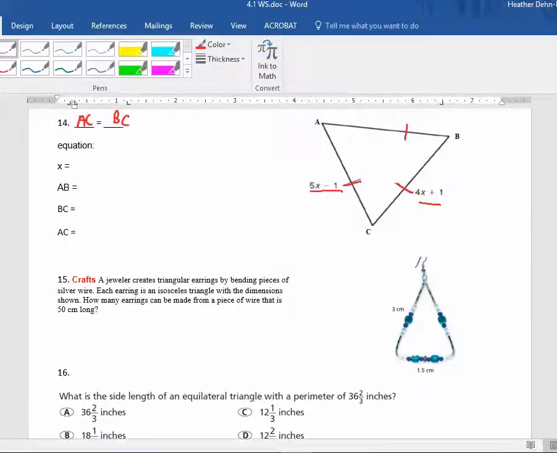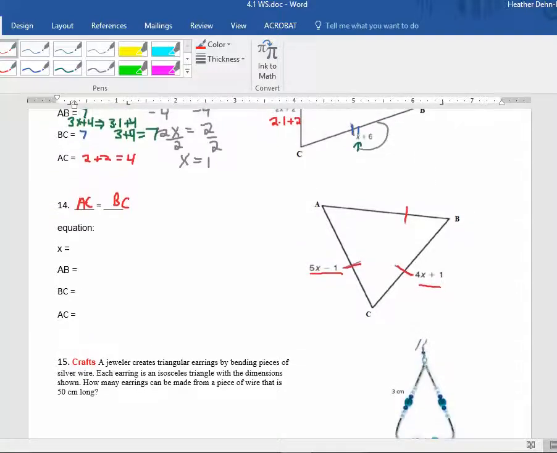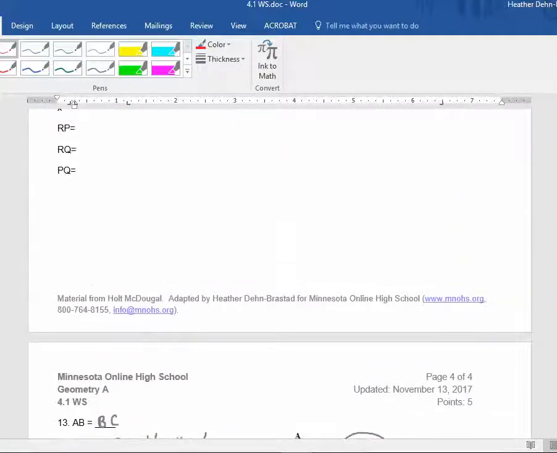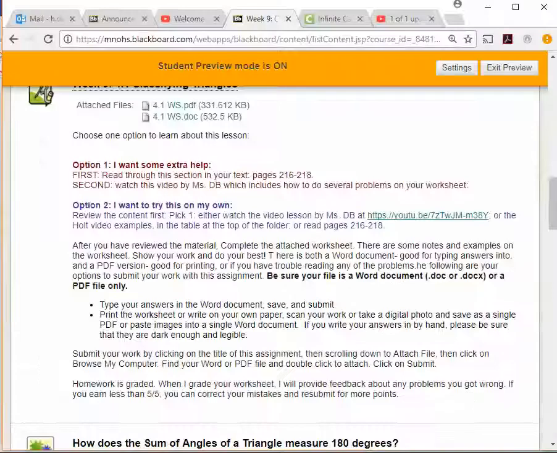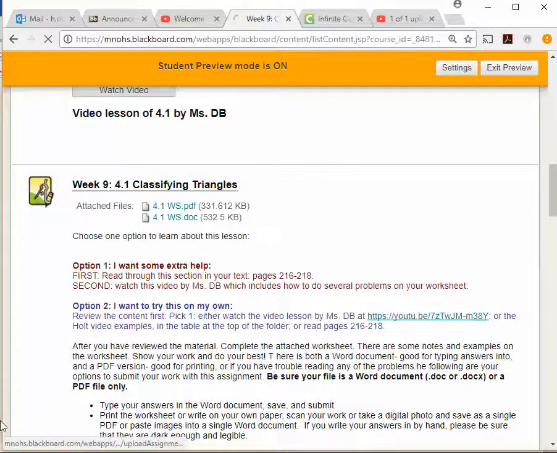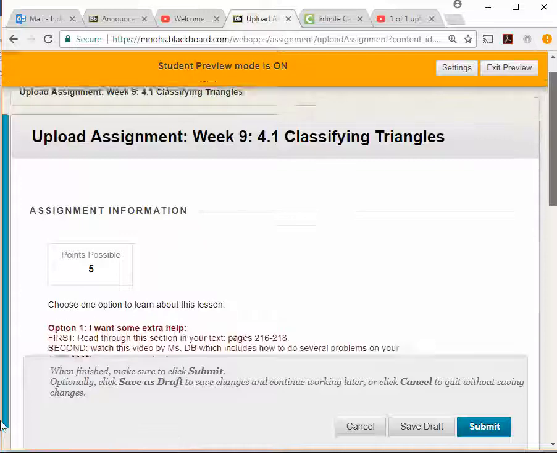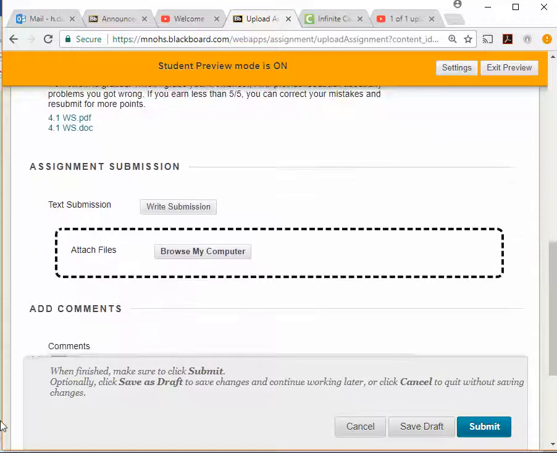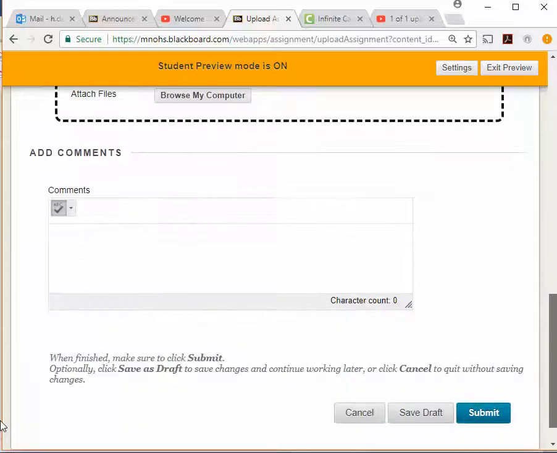When you're done with your worksheet, make sure that it's either a Word document or a PDF. Either one works fine. And then you'll go back to the assignment. To submit your assignment, you click on the title, and it brings you to a box where you can attach your work. You'll go to Browse My Computer, find your assignment, double click on it, and then it'll get attached. And once it's attached, you click on Submit here.